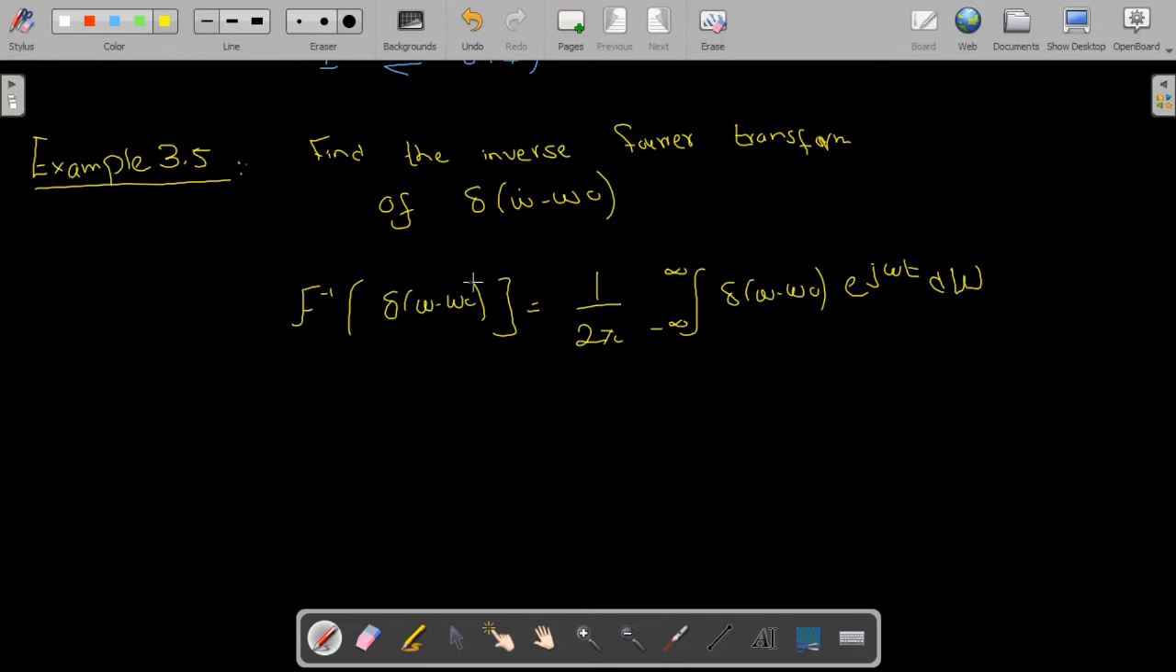This is the formula of the inverse Fourier transform. Again we are going to use the property of the impulse signal. This will be 1 by 2 pi, and this function multiplied by the impulse will be equal to the value of that function at the point where the impulse function exists. Here the impulse function exists at omega naught. So this will be equal to e power j omega naught t.